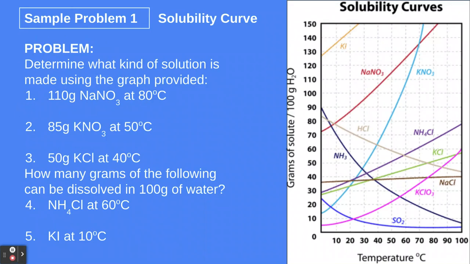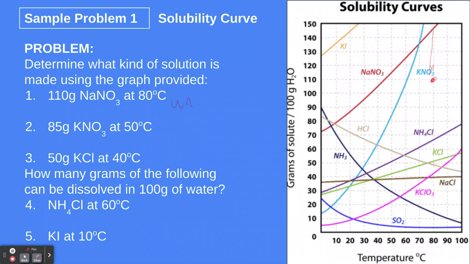So we've got a few problems here. The first three are asking you what kind of solution we make, and the second two are asking you how many grams of the different things can be dissolved there. So the first one, if I have 110 grams of sodium nitrate at 80 degrees Celsius, I'm going to plot that right here. If I take a look at my line, it is under my line. So this would be unsaturated.